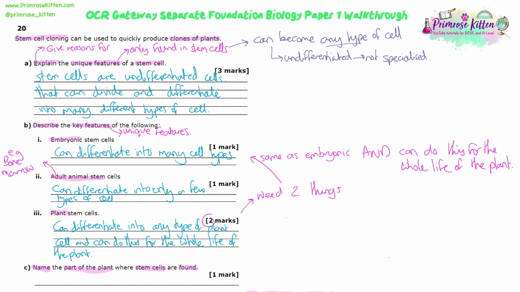Okay, this is one of those ones where it's just a fact. We have to know this fact, and it is the meristem, which is at the tips of growing shoots and roots, but the actual tissue part that contains the stem cells is called the meristem.